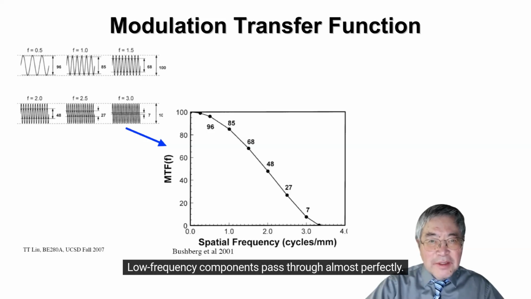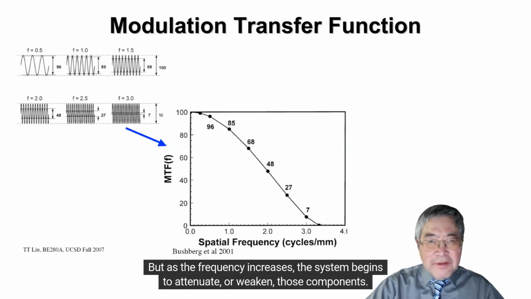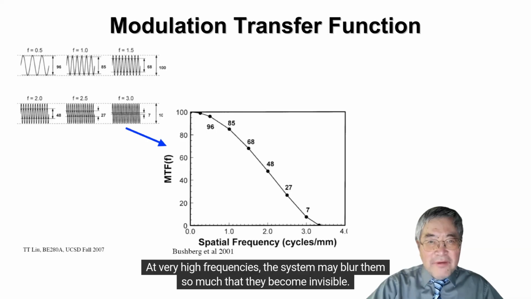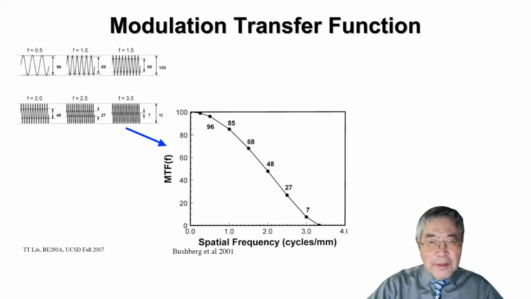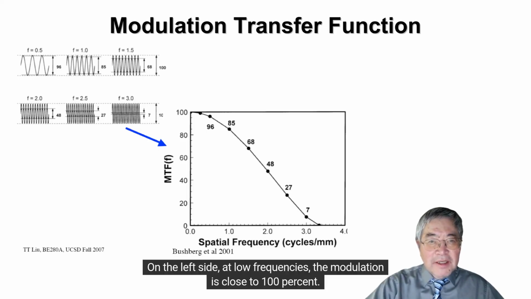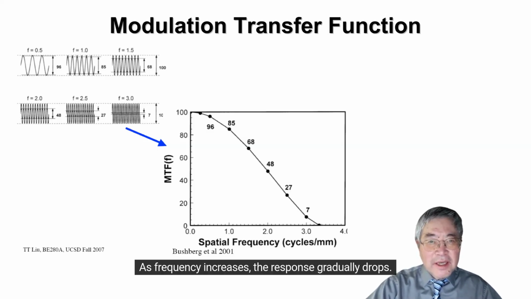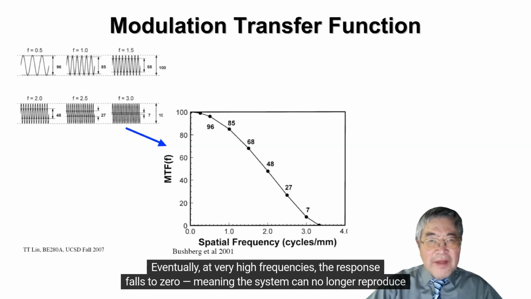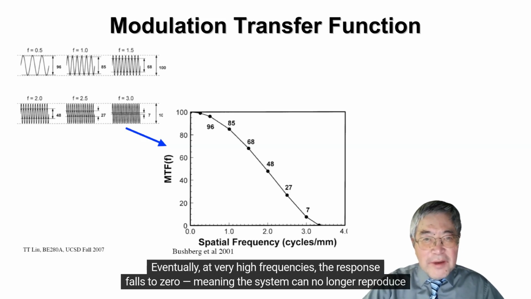Low-frequency components pass through almost perfectly. But as the frequency increases, the system begins to attenuate or weaken those components. At very high frequencies, the system may blur them so much that they become invisible. The MTF curve shows this behavior. On the left side, at low frequencies, the modulation is close to 100%. As frequency increases, the response gradually drops. Eventually, at very high frequencies, the response falls to zero, meaning the system can no longer reproduce those details.